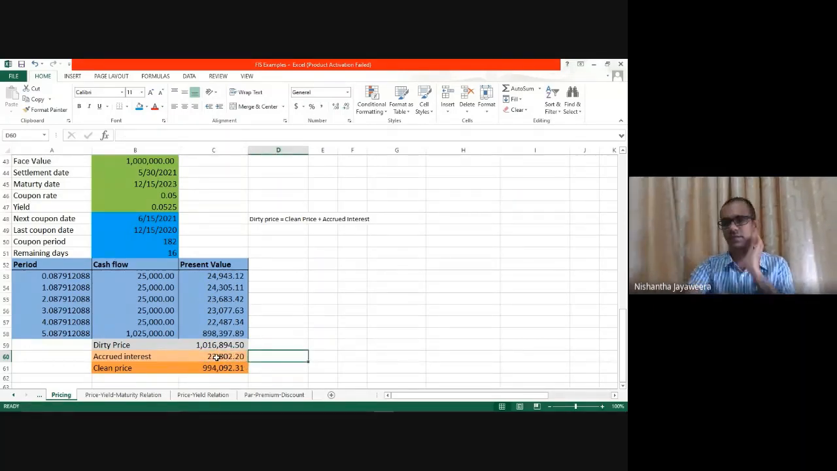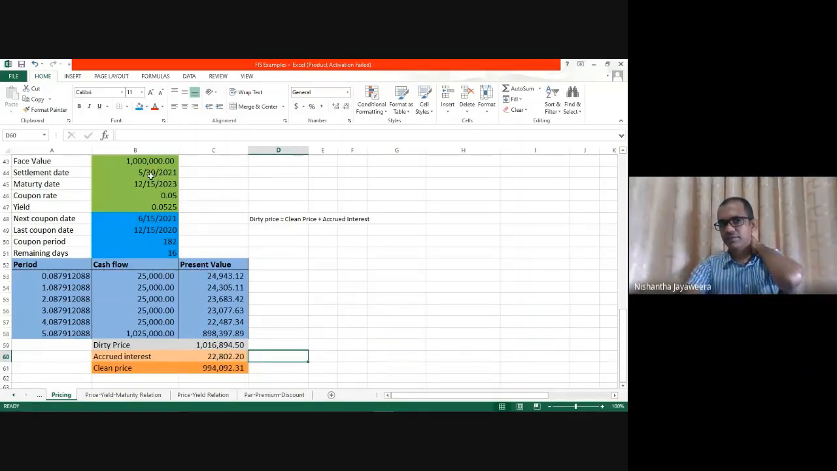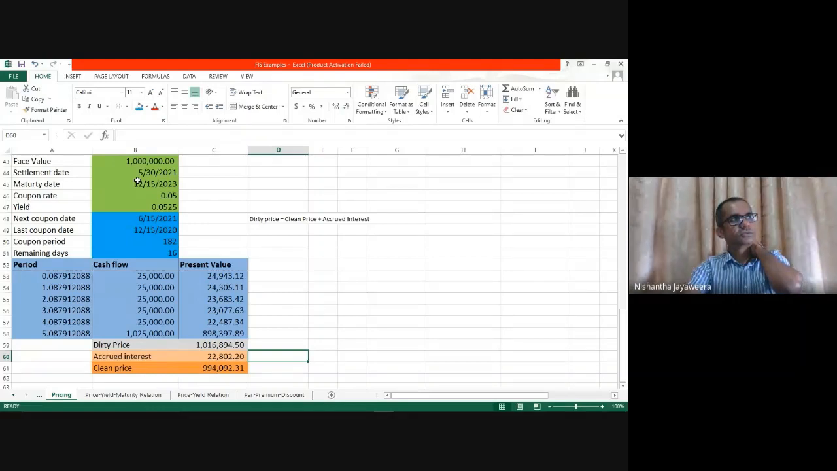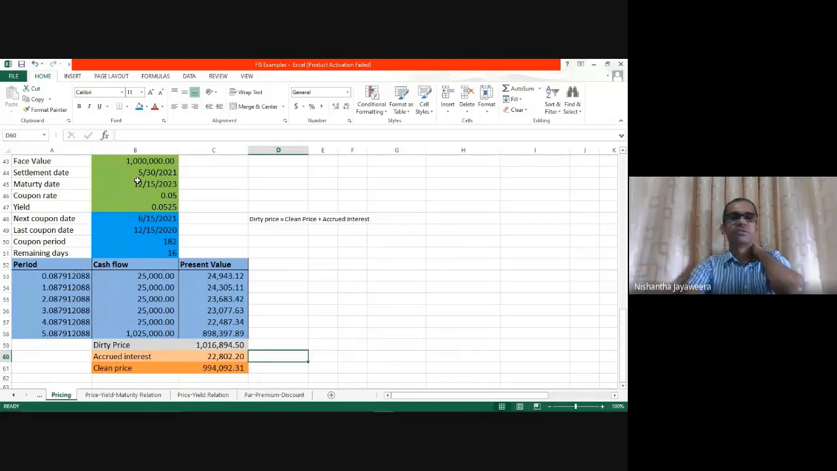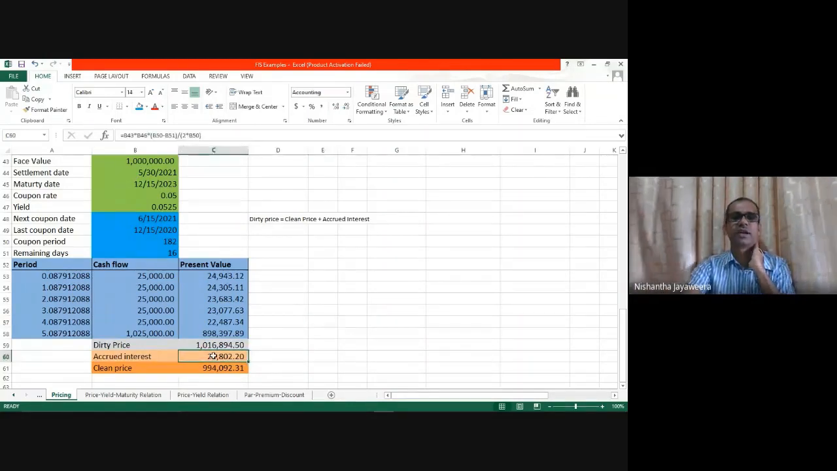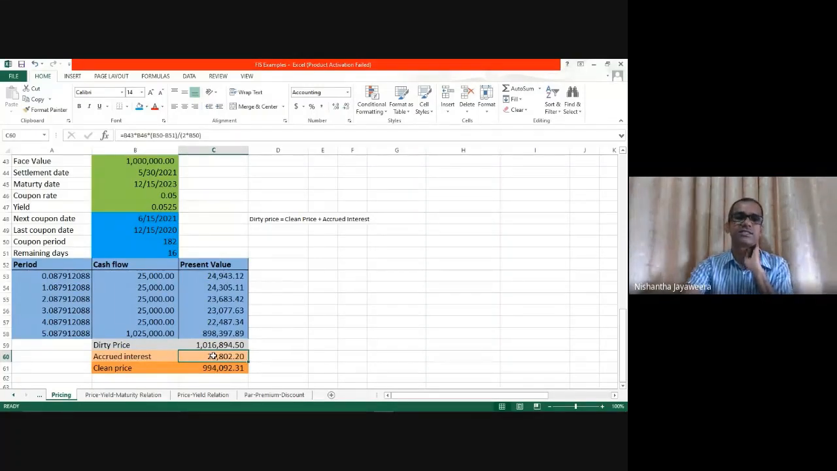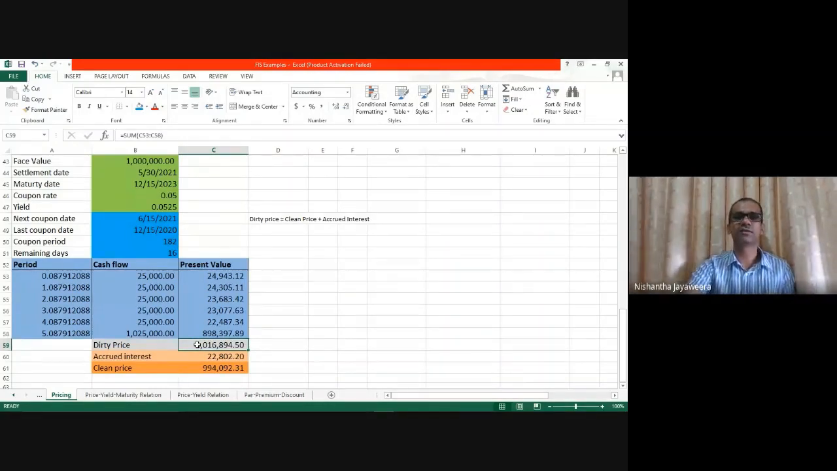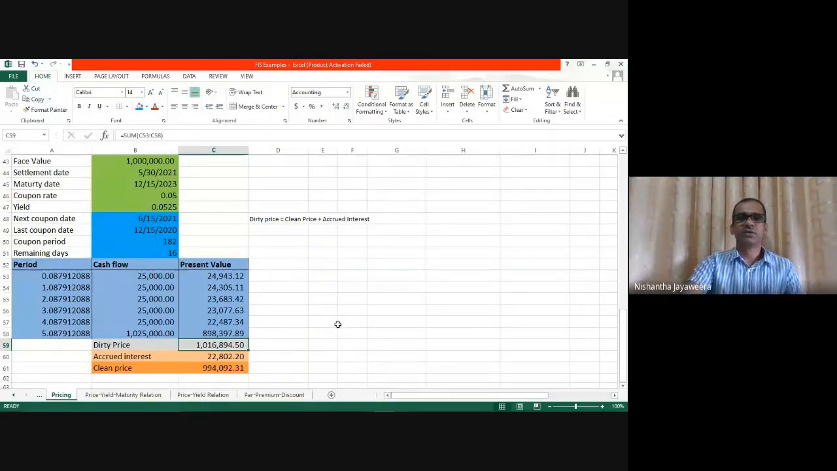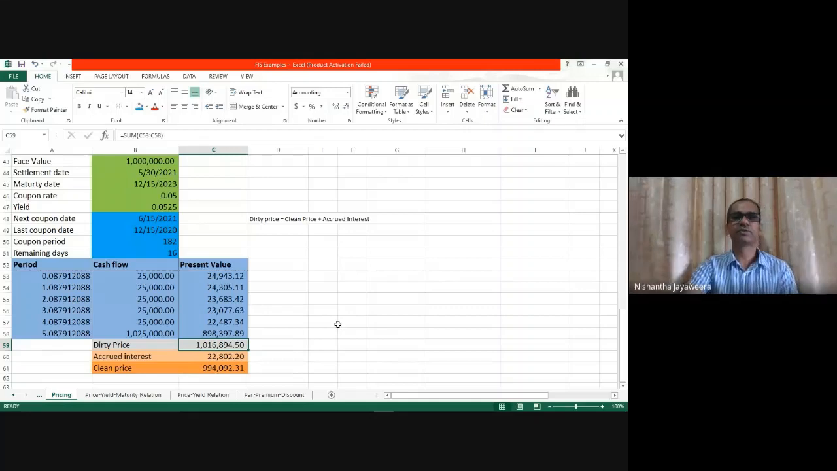I think we will be able to avoid this if we use the difference between days. No, still it won't. However, on a coupon date, accrued interest should be 0, and the price whatever we get, you can call it a dirty price or clean price. Both are the same. So that's it.